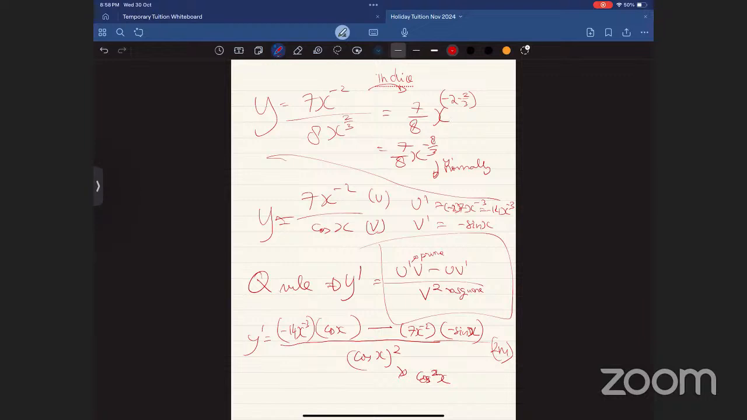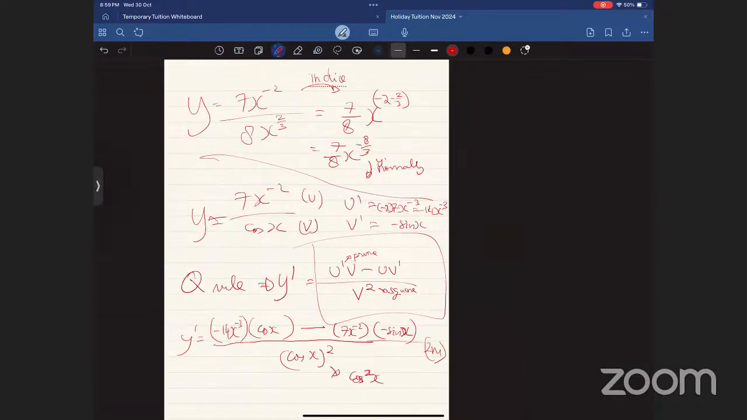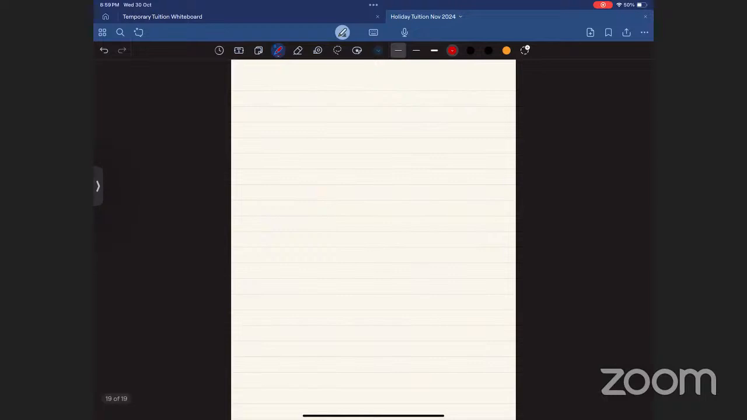For the first time doing quotient rule, it's really not that bad. Right? We just have to follow. Let's memorize the product rule. Product rule is u prime v plus u v prime. The quotient rule, u prime v, same thing, minus u v prime, same thing, over v squared. It's not that bad. They won't give you, please memorize.